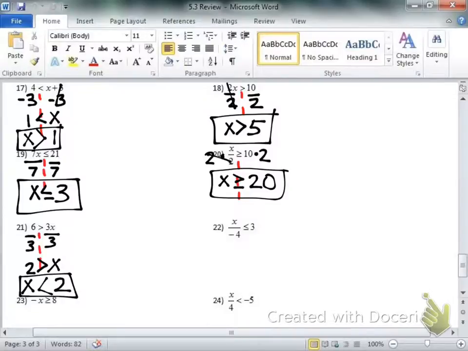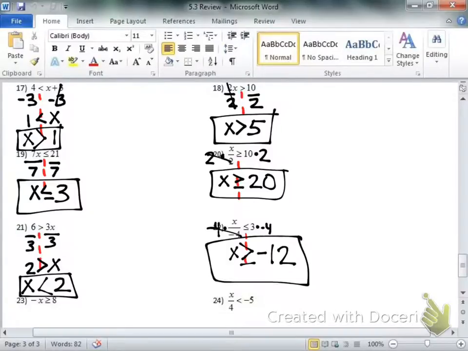Alright, number 22. How am I going to get X by itself? Multiply by negative 4. There should be alarms going off in your head. You're doing something special here. When you're multiplying or dividing by a negative number, you have to flip your inequality symbol. It was less than or equal to, now it's greater than or equal to. And 3 times negative 4 gives you negative 12. Questions on that one?